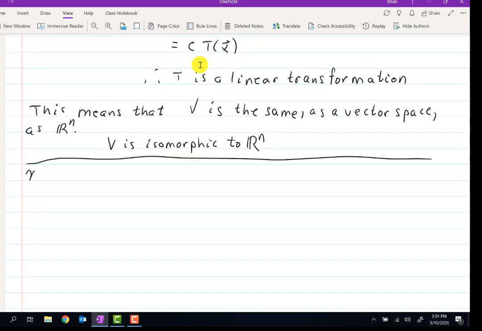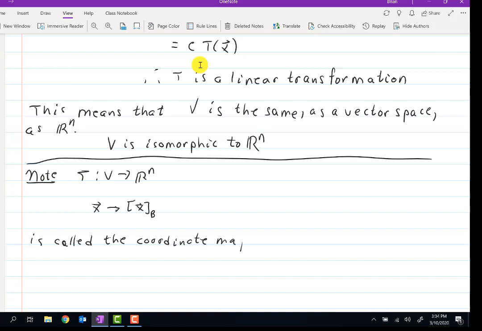Note, T from B to Rn, where you send the vector x into x_B, is called the coordinate mapping from B to R to the n.